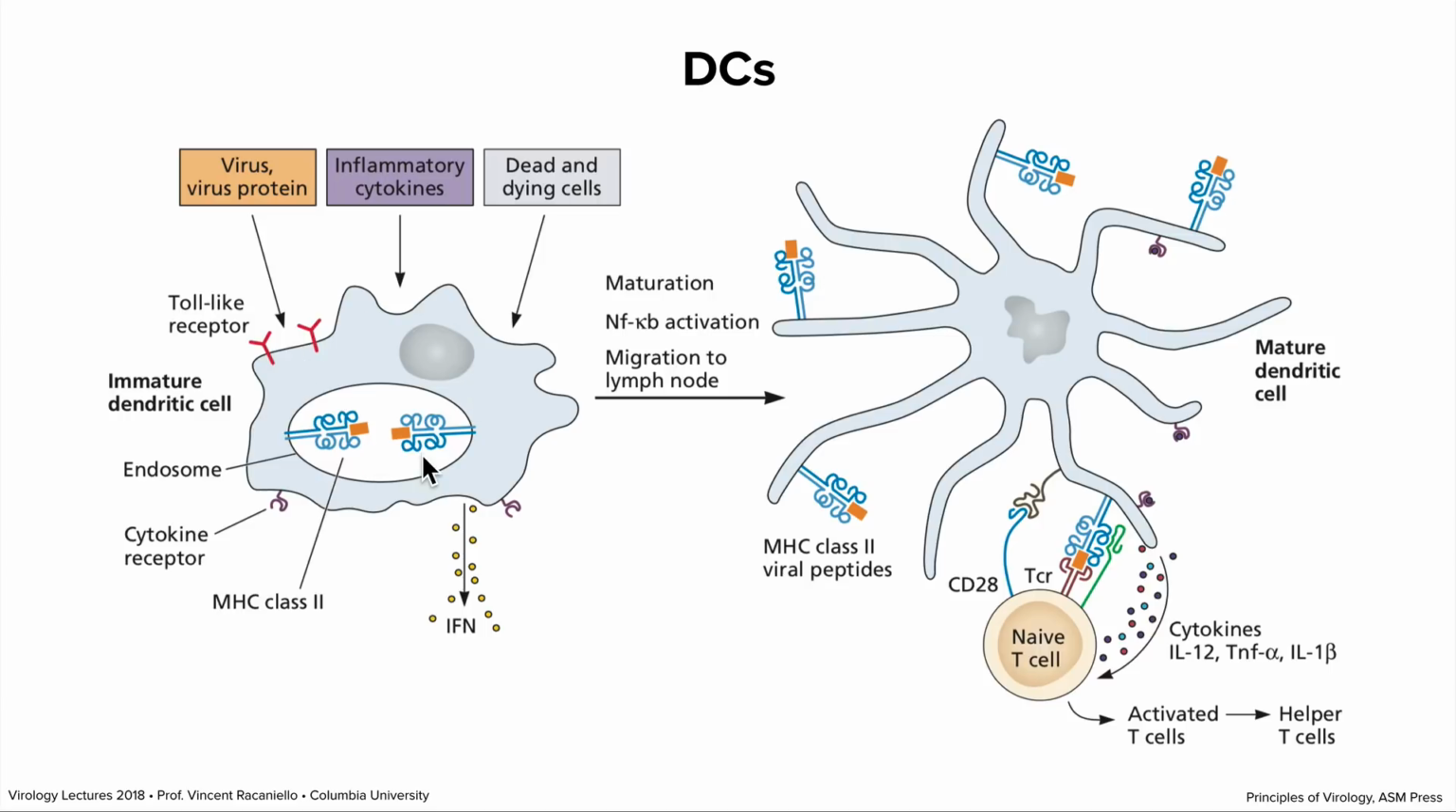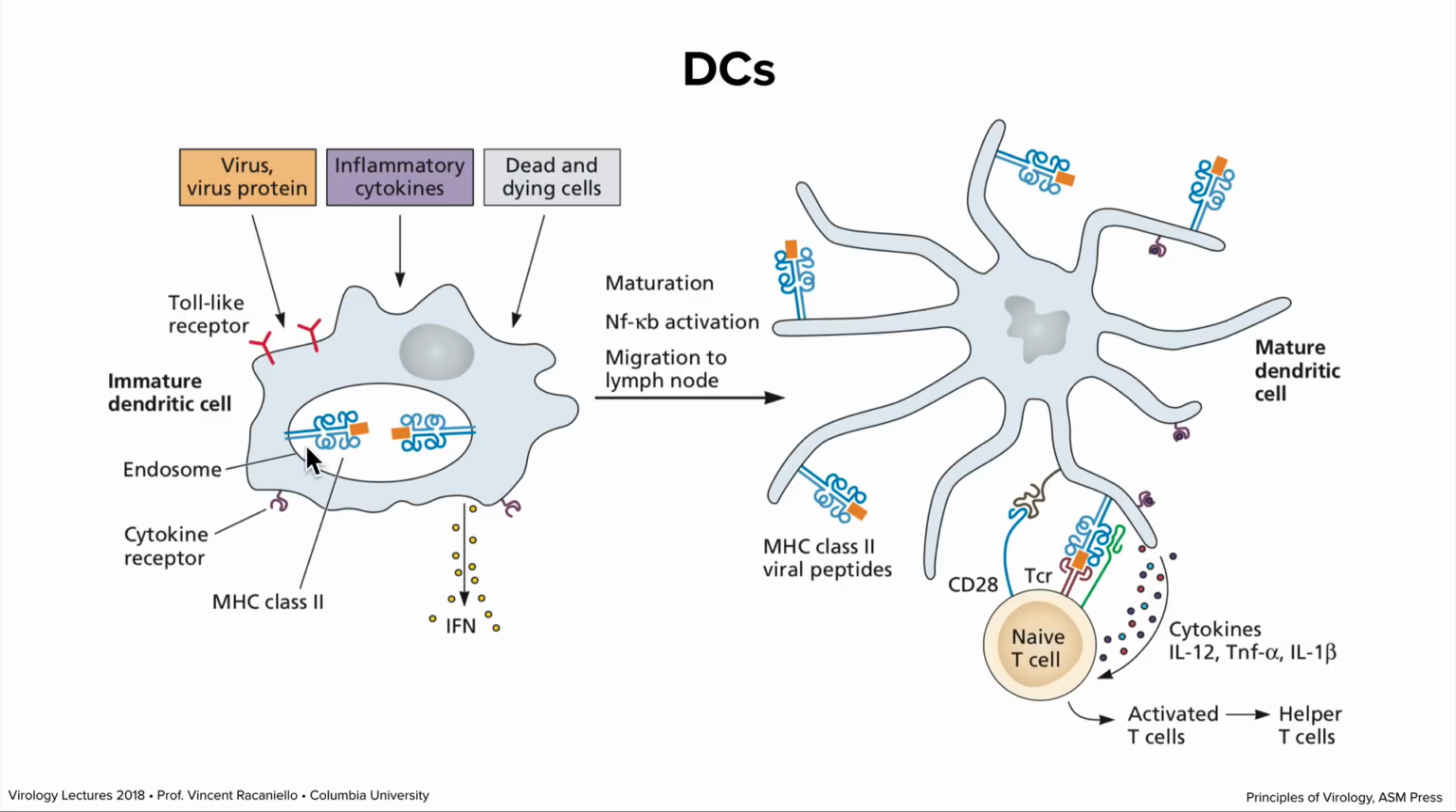So they are circulating in immature forms. These cells have toll-like receptors on their surfaces. They have cytokine receptors. They have MHC class II in the endosomes, major histocompatibility proteins of the class II, and these are going to be involved in presenting proteins to T and B cells in the lymph node.